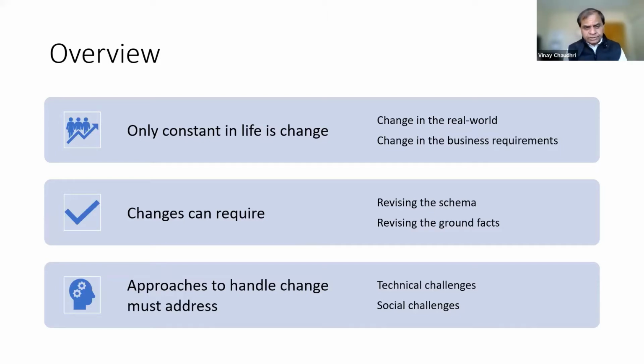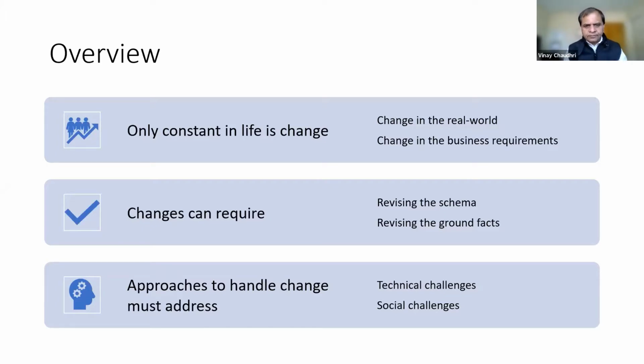And as things change, our requirement could be affected in two different ways. One is we are revising the schema, and the other is we are revising the ground facts in our knowledge graph. So for a knowledge graph, the schema change could involve changing the semantics of the relations, or introducing new relations, or renaming relations. And we look at examples of some of those changes.